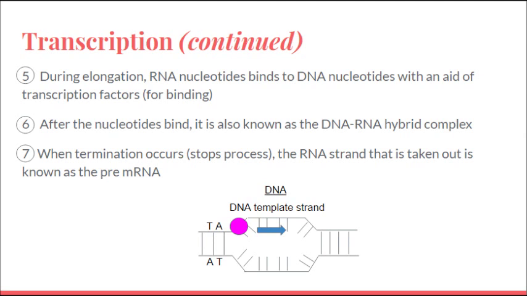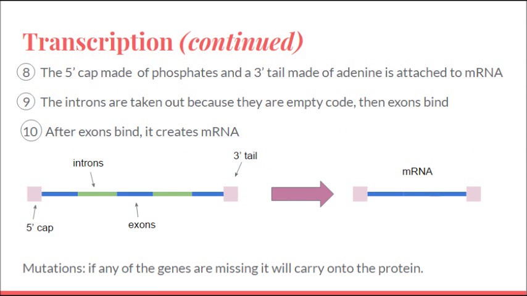When termination occurs, it stops the process. Then, the RNA strand that is taken out is known as the pre-mRNA. There are two caps added onto the ends. The 5' cap is made of phosphates, and a 3' tail is made of adenine and is attached to the mRNA. This happens so that when it is ready to move through the cytoplasm, it does not break. It also prevents other enzymes from degrading it.